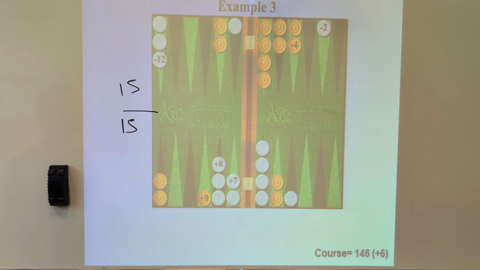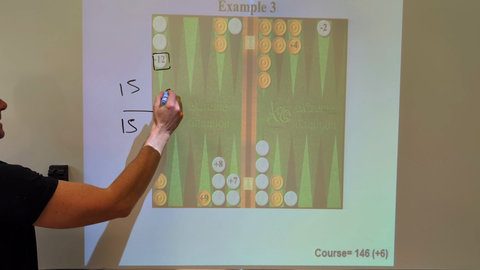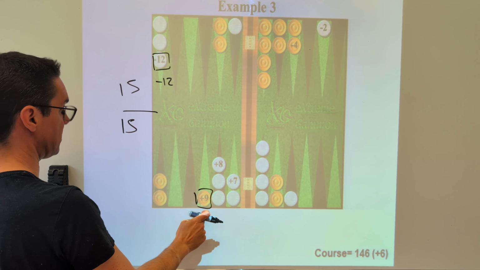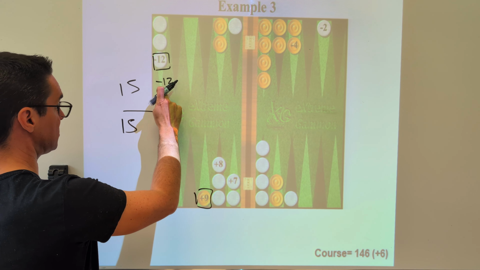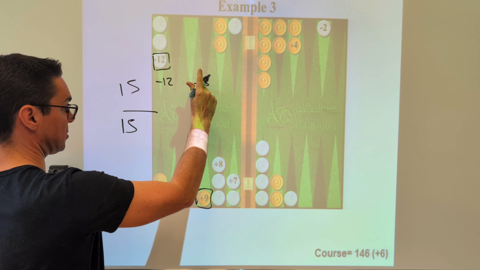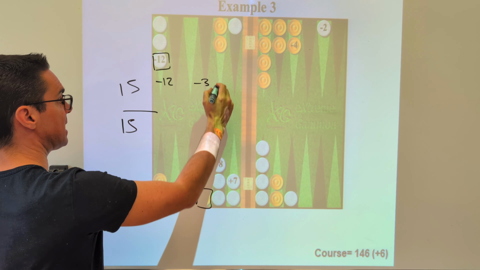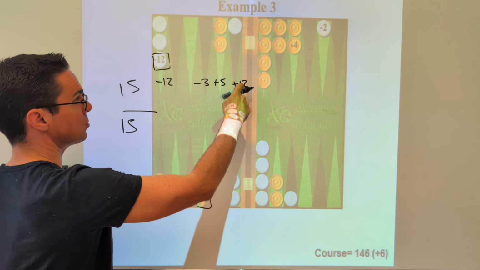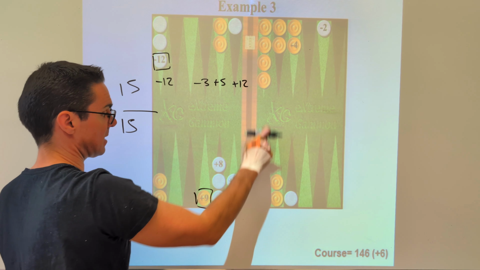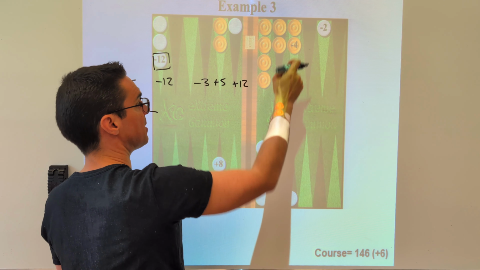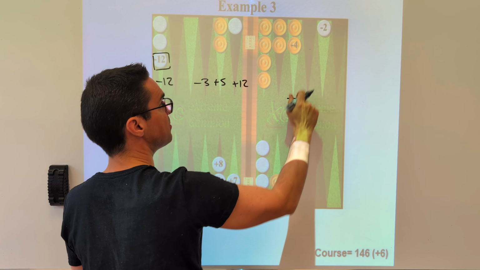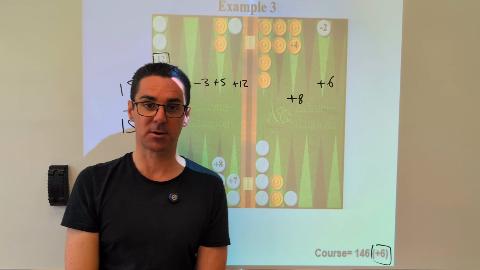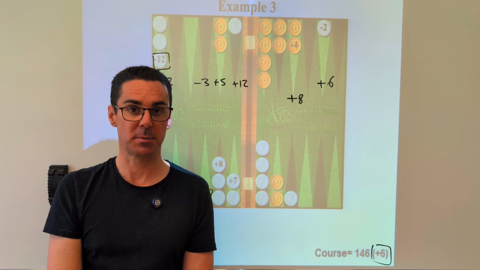and 15 checkers here. This one is in excess, it's minus 12. This one is in excess, it's plus 9, minus 12 plus 9 is minus 3. This one is in excess, minus 3 plus 8 is plus 5, plus 5 plus 7 is plus 12. These are equal. Plus 12 minus 4 is plus 8, plus 8 minus 2 is plus 6. You have a pip count deficit of 6 pips.